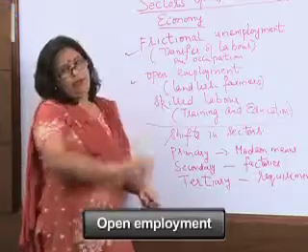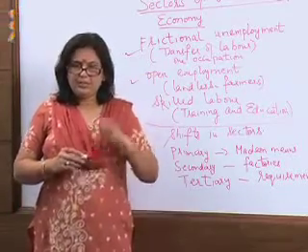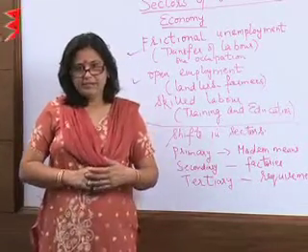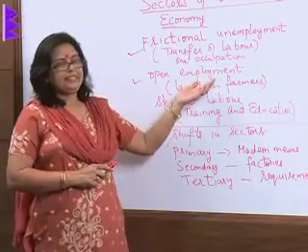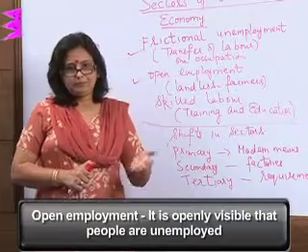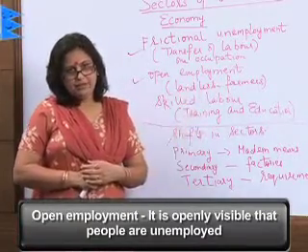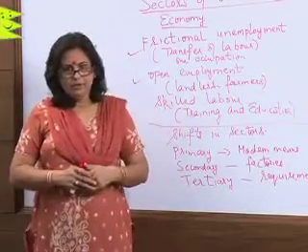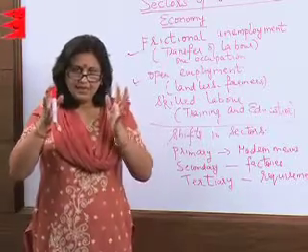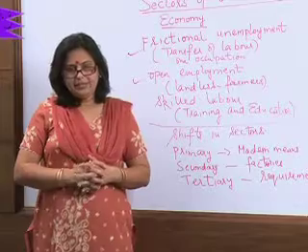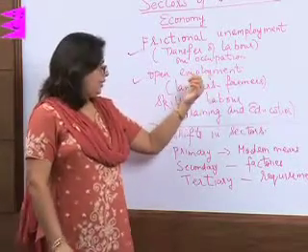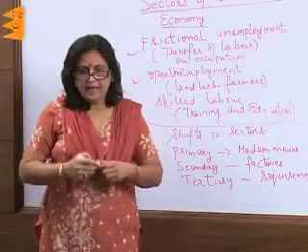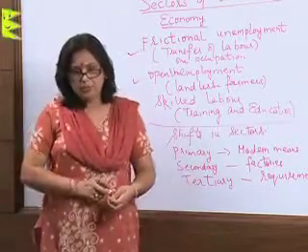Next is open unemployment. Now, in contrast to the disguised unemployment that we have seen, wherein people seem to be employed but are in fact underemployed, here it is openly visible that the people are unemployed. For example, a landless farmer or laborer could be looking for a job on the farms here and there, but is unable to get one. He is chronically unemployed, and that is called open unemployment. That is, when he actually has nothing in hand and it is clearly visible to people.